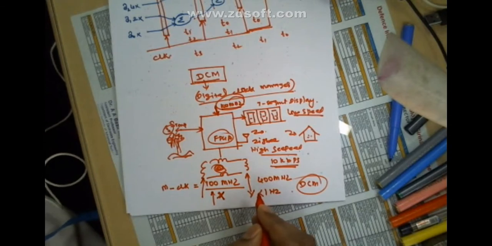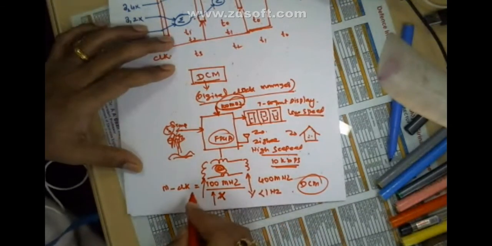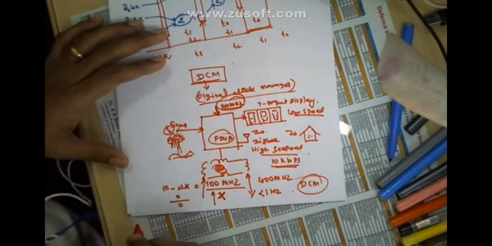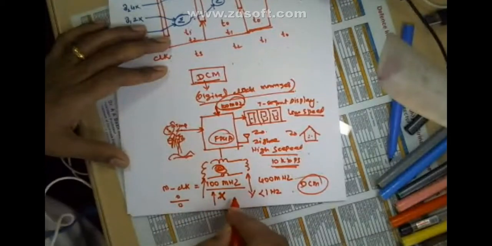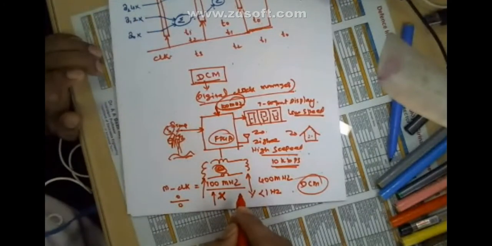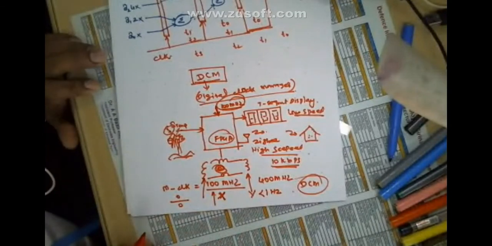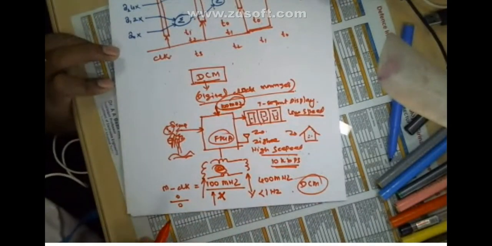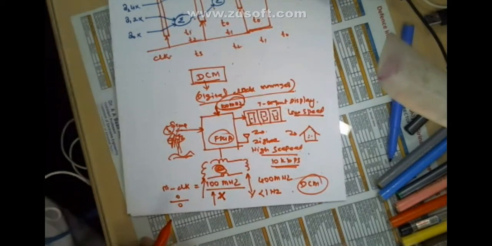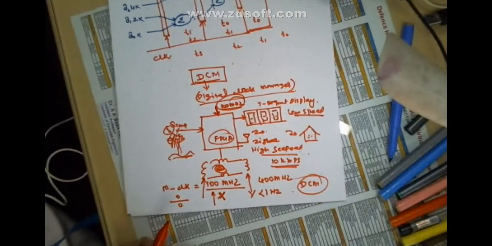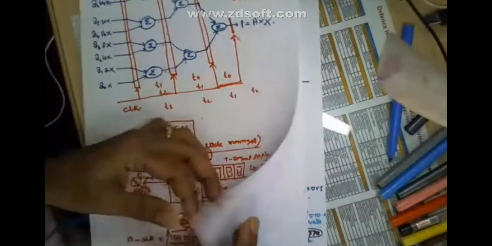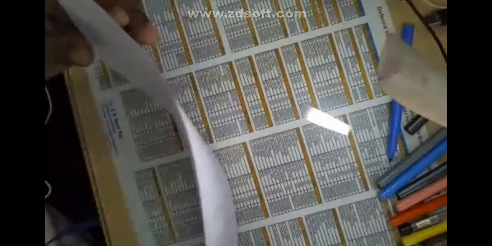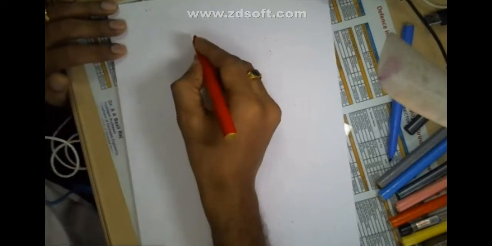But if I want to reduce the clock, in that case you need to go for division. Then 100 megahertz divided by 2, 100 megahertz divided by 4, 100 megahertz divided by 8, right? So the division operation in the DCM will give us a reduced clock, and the multiplication operation in the DCM will give us an increased clock. So the DCM is a very essential unit which needs to be familiar to all of us to complete our real-time designs.